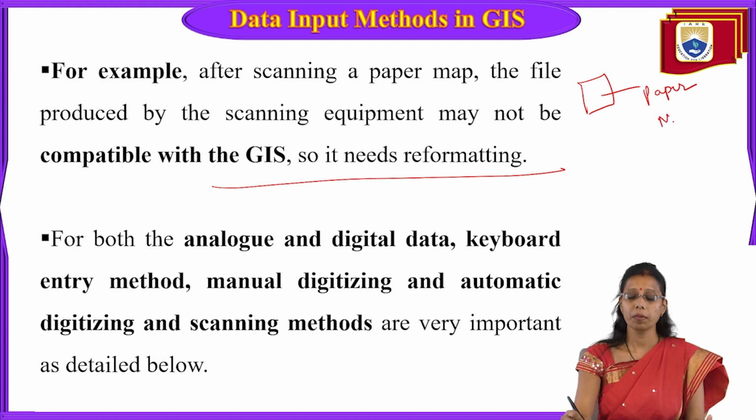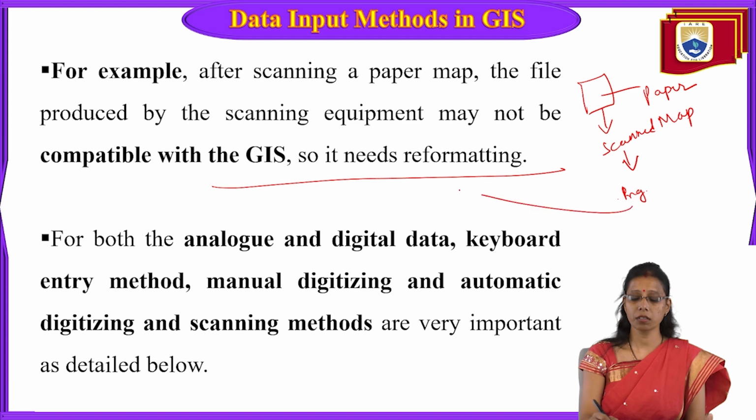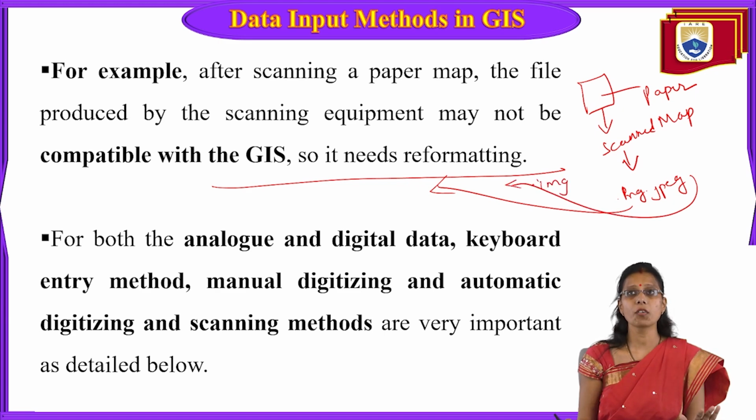If the paper map is scanned, then the scanned map may be converted to .png. If this PNG format will not work with GIS, we have to convert it. Suppose we have JPEG format. In GIS we can use the image format .img, so we have to convert it into .img to use in GIS. If it is not compatible with GIS, we need to reformat the data. We need to rescan the data, and further we have to save the data in a compatible format.